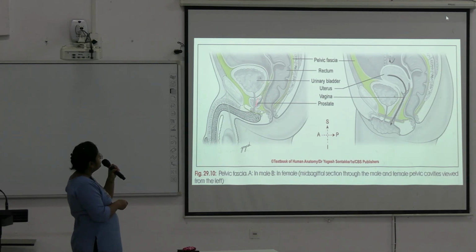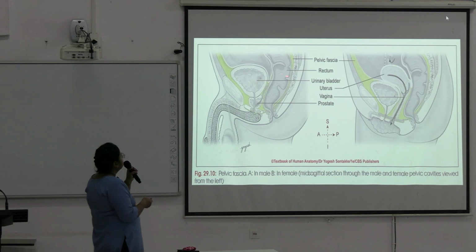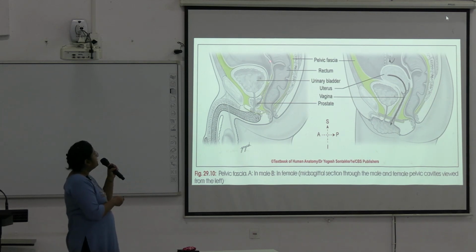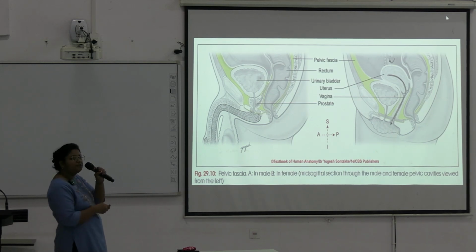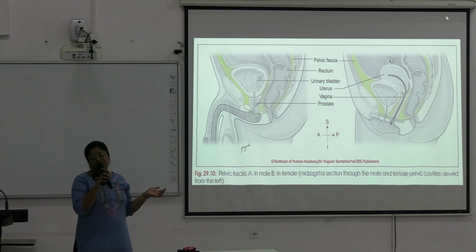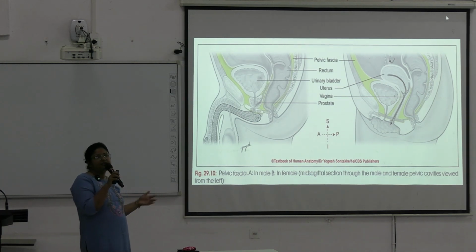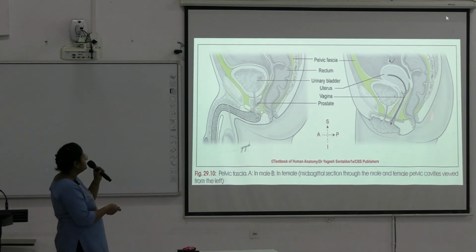So here is the rectovesical pouch. This pouch is known as the rectovesical pouch. This is the most dependent part of the pelvis in the male. In the female you can see three organs. In front there is the bladder, then there is the uterus and vagina, then there will be the rectum and anal canal.